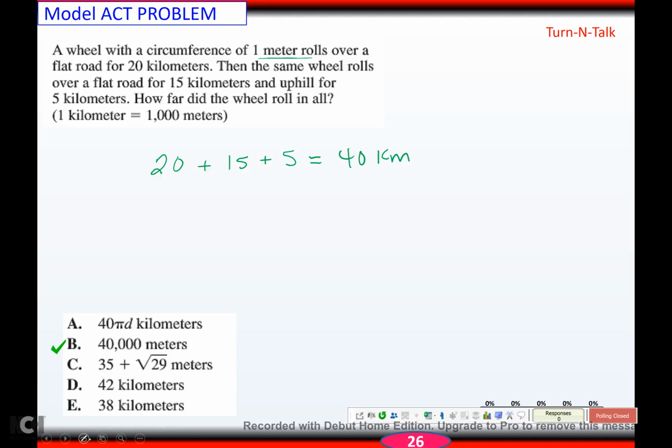To convert kilometers to meters, they told me what to do. There's your conversion rate between kilometers and meters. There's 1,000 meters in 1 kilometer. So if I want kilometers to go away, I put it on the bottom and they cancel. So I have 40 times 1,000, which is 40,000 meters.